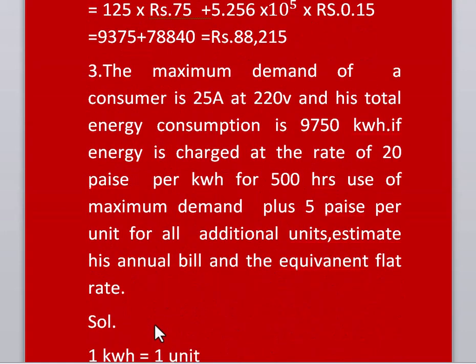Next, the third problem: the maximum demand of a consumer is 25 amperes at 220 volts, and his total energy consumption is 9750 kilowatt hours. If energy is charged at the rate of 20 pice per kilowatt hour for 500 hours use of maximum demand plus 5 pice per unit for all additional units, estimate his annual bill and the equivalent flat rate per unit.